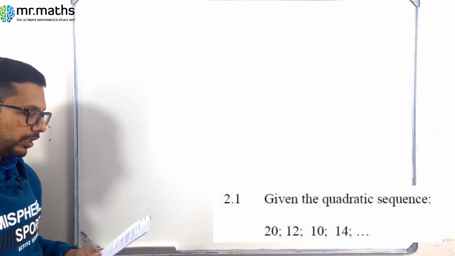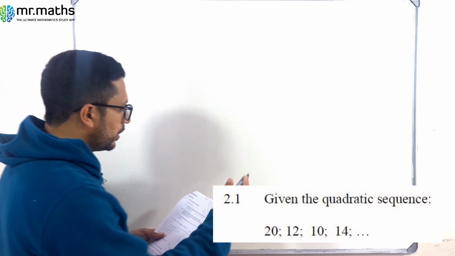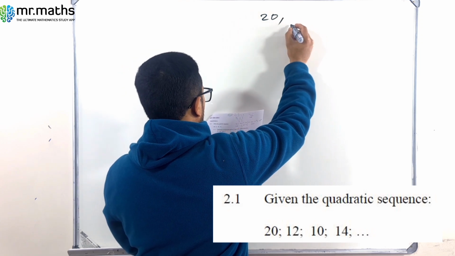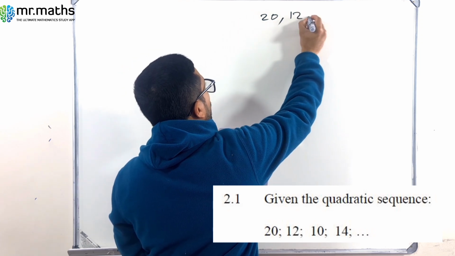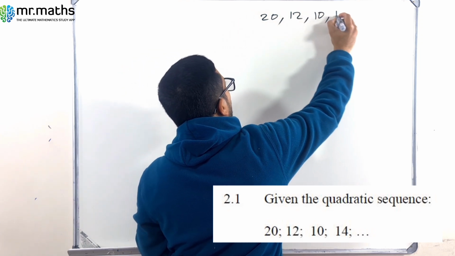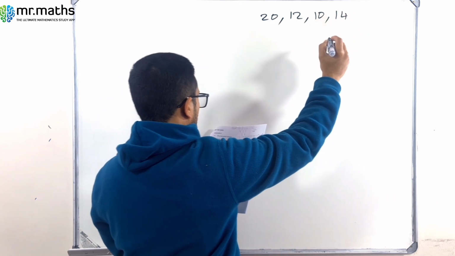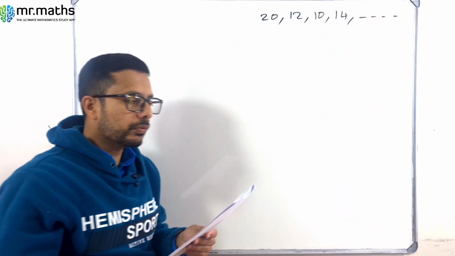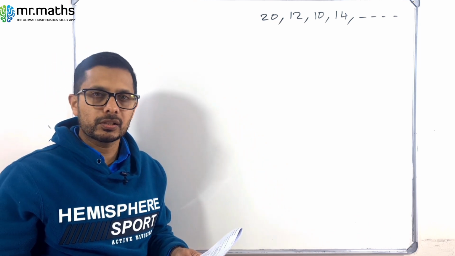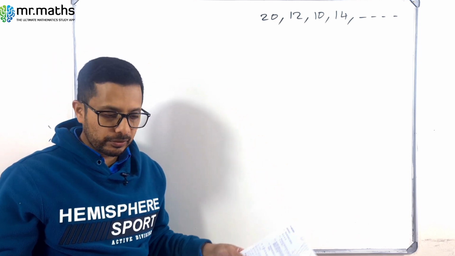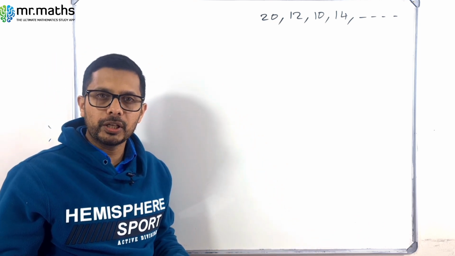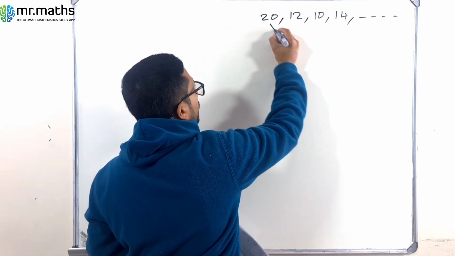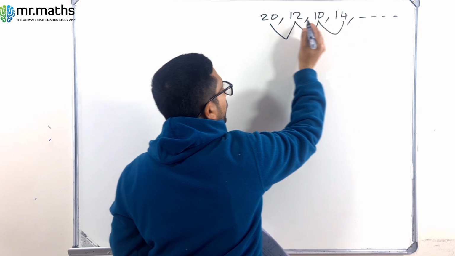Given the quadratic sequence, so there is a quadratic sequence given like this: 20, 12, 10, 14, 12, 10, 14, etc. And it is given that this one is a quadratic sequence. So if it is a quadratic sequence, definitely you can find a common difference. Am I right? Okay. So what is the common difference here?